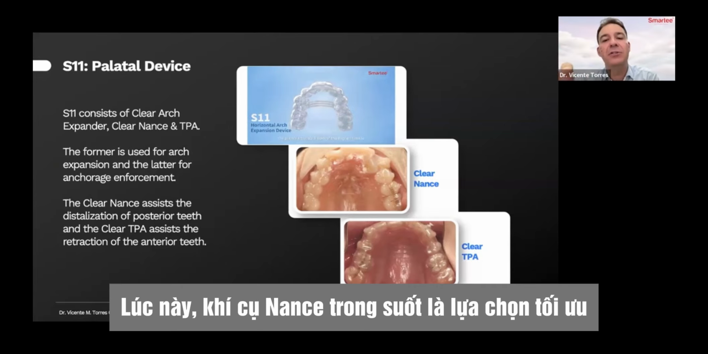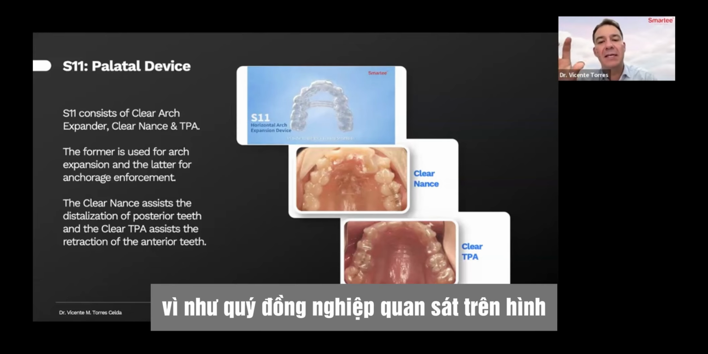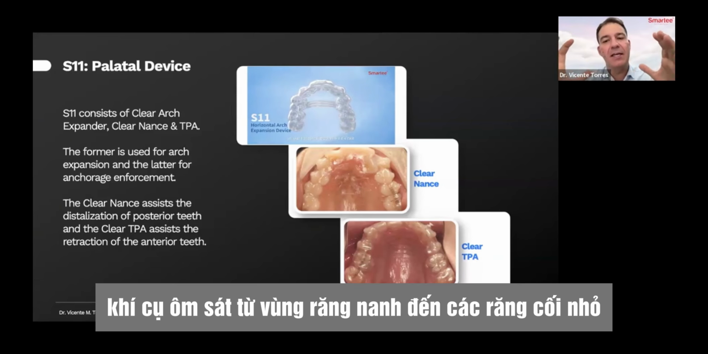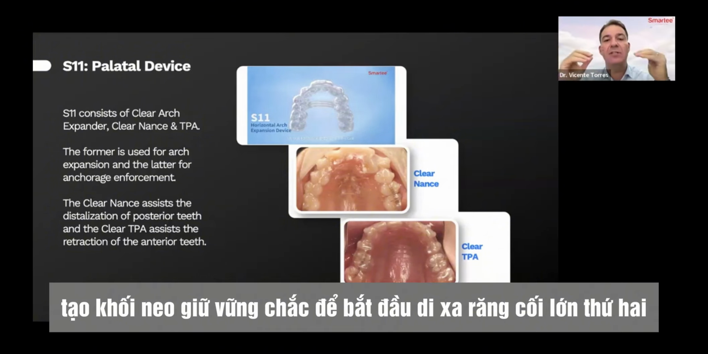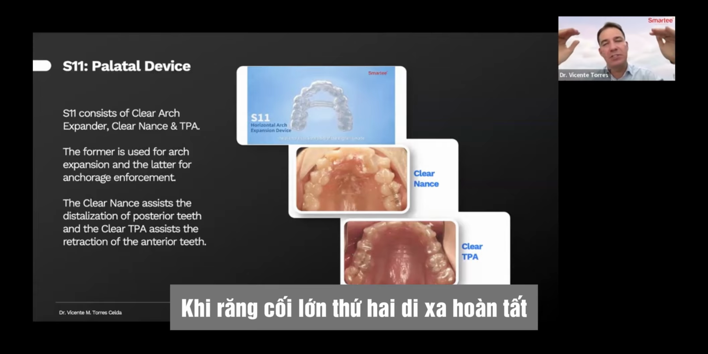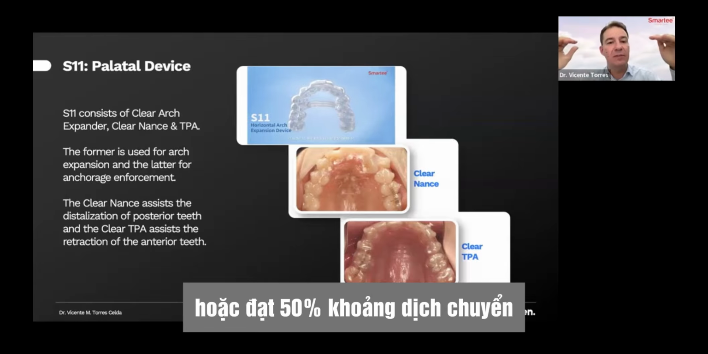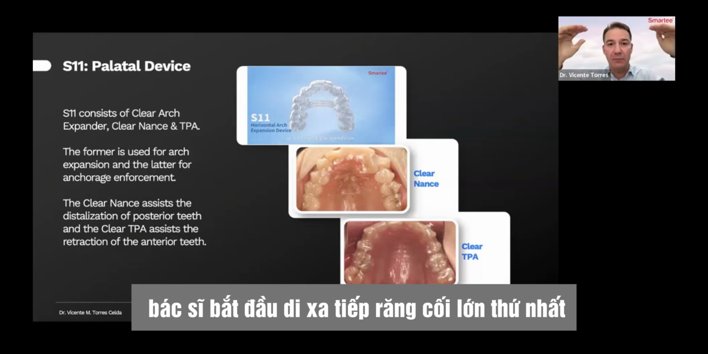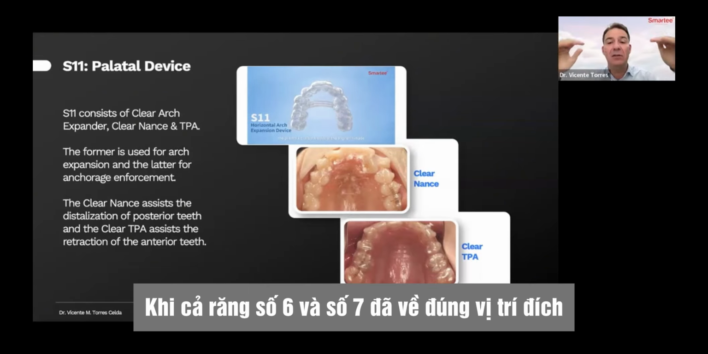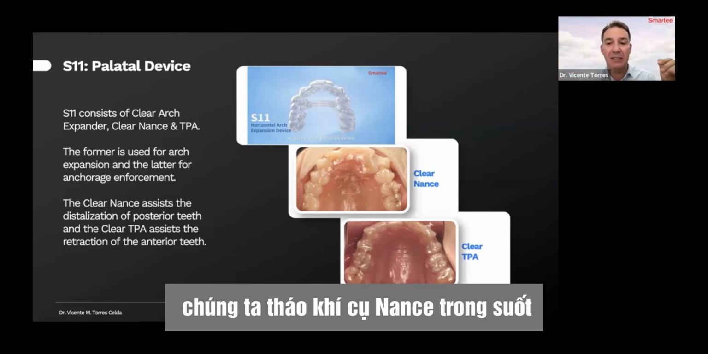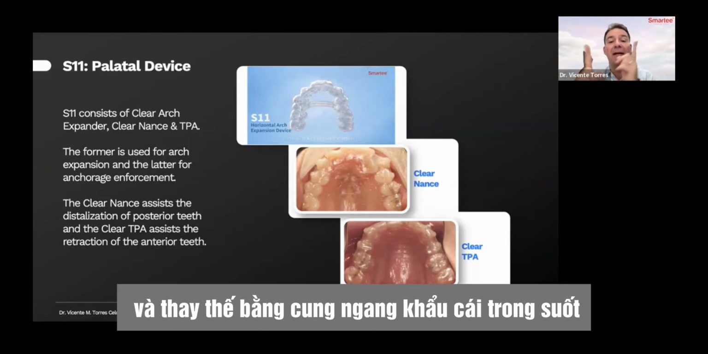In those cases, we can use this solution because, as you can see in the picture, the clear nance conforms from the canines to the premolars, and you can start to distalize the second molar. When the second molar has done 50% of the movement, you can start to move the first molar. And when you have the second and the first molar in the final position, you can remove the clear nance and change to the clear transpalatal bar.